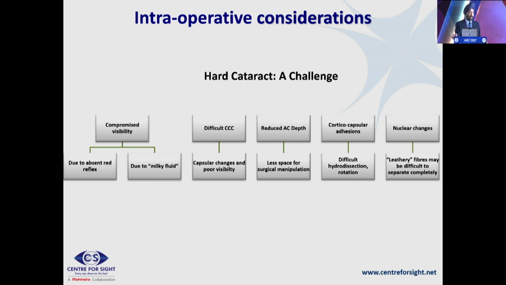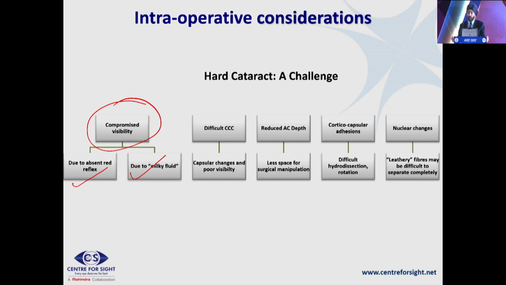Now, what are the challenges that you have in a hard cataract? There are a couple of challenges. First is the compromised visibility, and that is because when you are doing the procedure, there could be an absence of red reflex. This could also be compromised visibility because of the milky fluid. When you are doing the capsulorhexis, there could be a problem because often these hard cataracts have some fibrosis associated, and you may have difficulty in doing a capsulotomy.